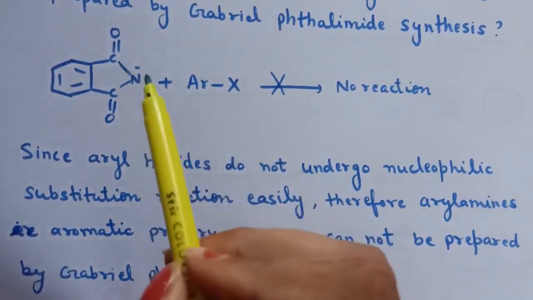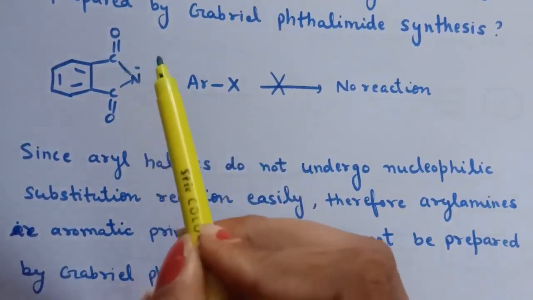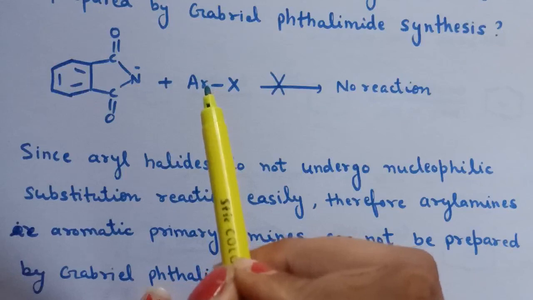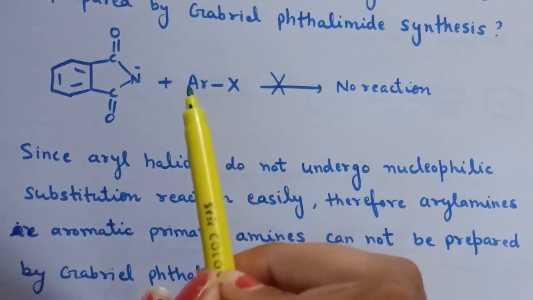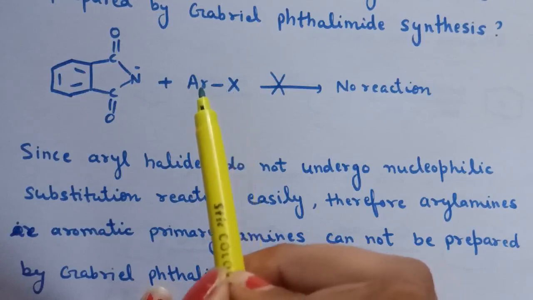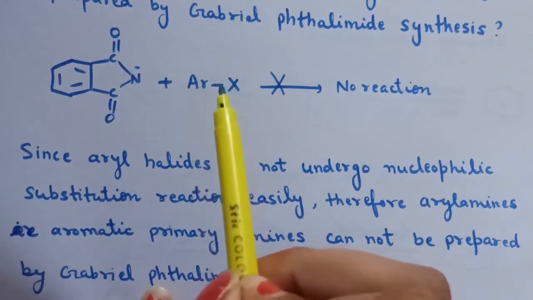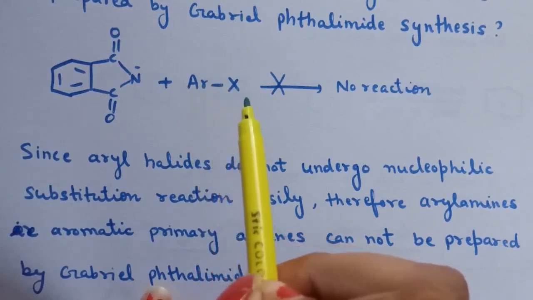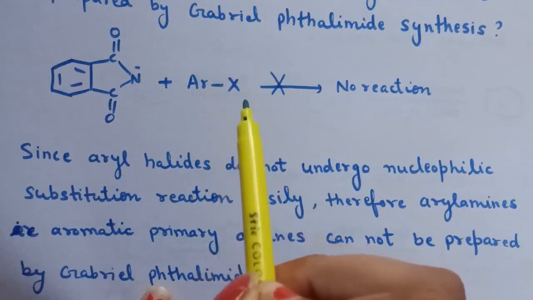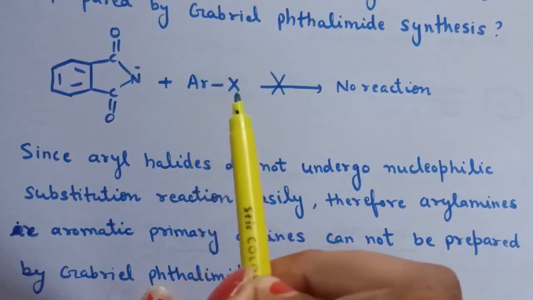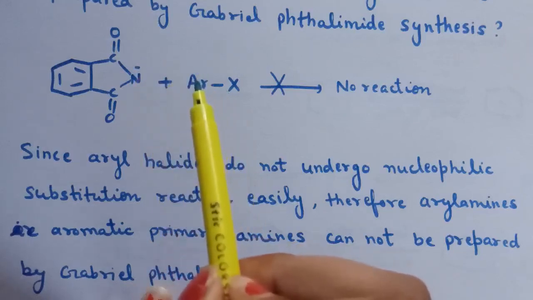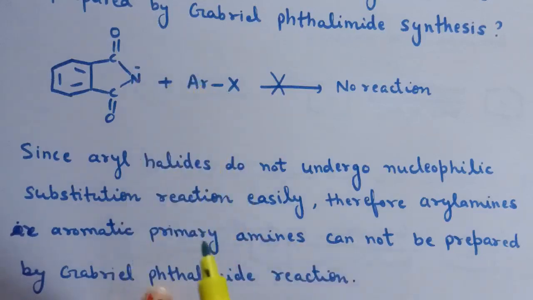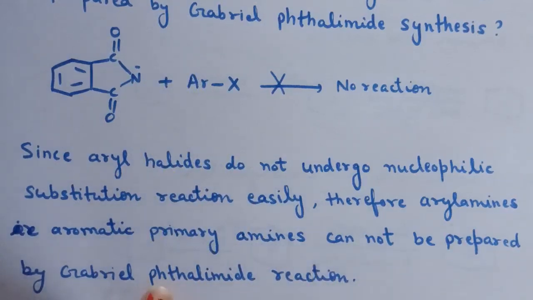So here the attack of this negative charge on this aryl carbon does not take place because the bond between aryl carbon and halogen contains partial double bond character and it is difficult to remove the halogen from this aryl halide. Therefore, this attack is not possible, and that is why aromatic primary amines cannot be prepared by Gabriel phthalimide reaction.